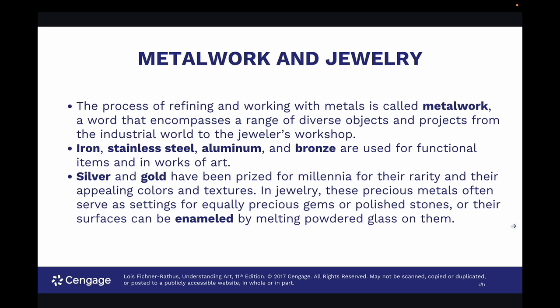Metalwork and jewelry. So we've talked about metal so far with sculpture, and now we're talking about it in terms of jewelry and smaller size objects. The process of refining and working with metals is called metalwork, and that's a word that encompasses a range of diverse objects and projects from the industrial world to the jeweler's workshop. Iron, stainless steel, aluminum, and bronze are used for functional items and in works of art. Silver and gold have been prized for millennia for their rarity and their appealing colors and textures. In jewelry, these precious metals often serve as settings for equally precious gems or polished stones, and their surfaces can be enameled by melting powdered glass on them.